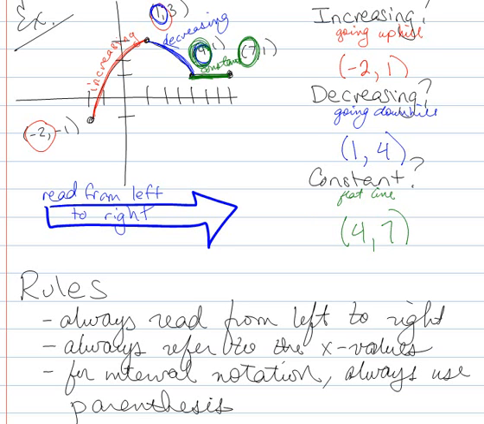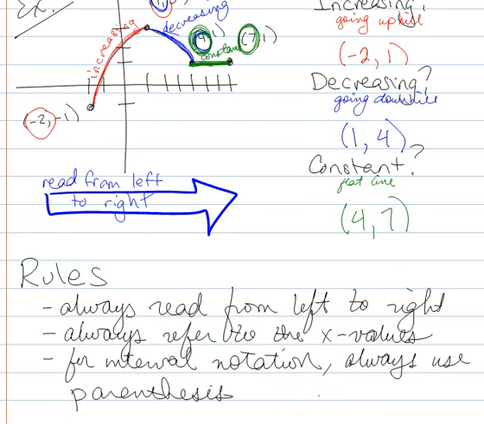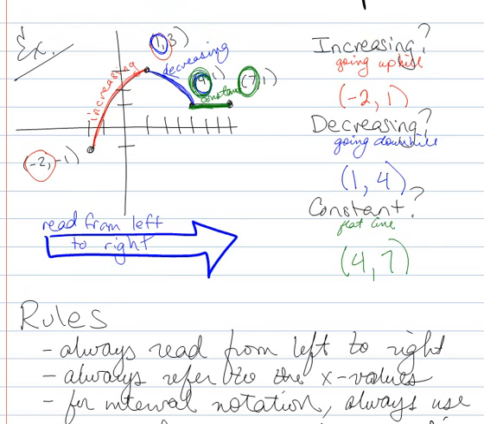Finally, we're going to talk about why we're using these parentheses instead of brackets. We've talked about using brackets, right? What brackets mean is that we can use that point, like an equal sign. But that's not what we want to do here. If at this point we put a bracket instead of a parenthesis, then we're saying we're actually increasing at the value of 1. And that's actually not correct.